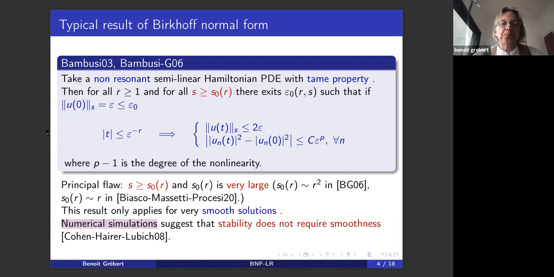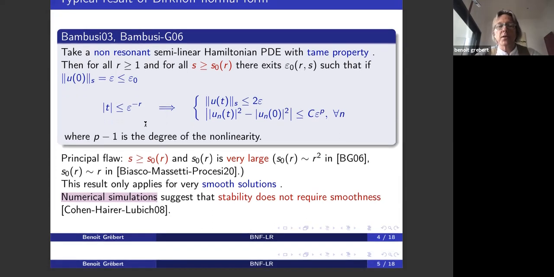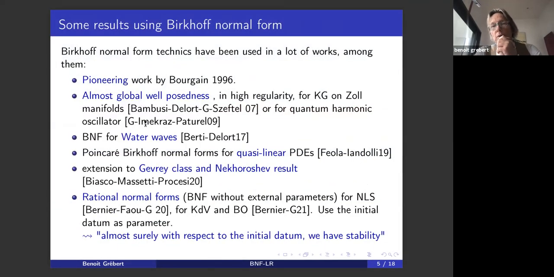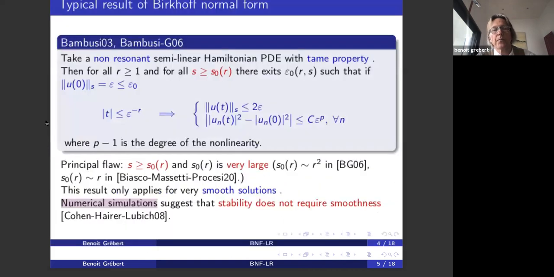So before going on this new result, I would like to say something about recent results in Birkhoff normal form theory. So, of course, there is some pioneering work by Bourgain. And then after the paper with Dario, there is a lot of results about almost global well-posedness. What is almost global well-posedness? Let's go back to this result.